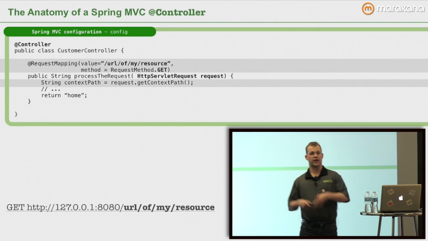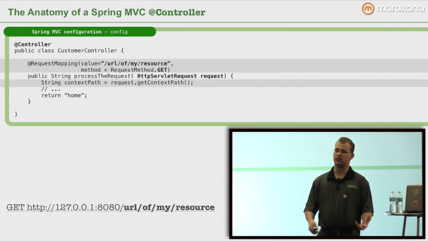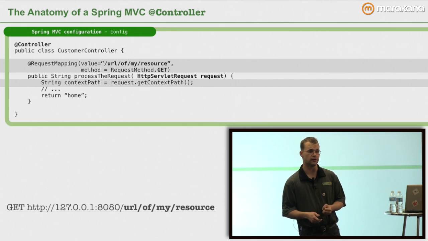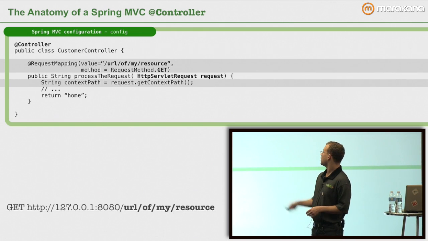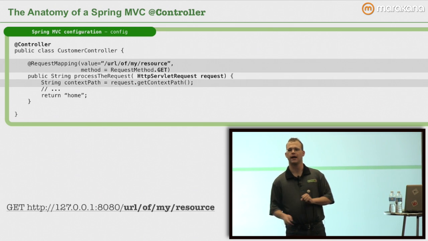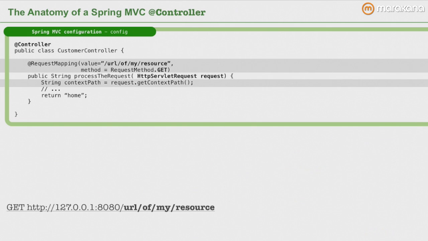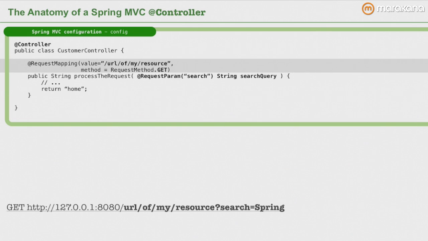You can ask Spring MVC to provide references to certain objects. For example, you might want access to the native HTTP servlet request, for example, to extract the context path. But I recommend very strongly against this practice. Whenever you can, write your code in such a way as to decouple yourself from the low-level raw HTTP servlet stuff, right? Let Spring MVC extract the various values for you. In this case, we're using the @RequestParam annotation to extract and have injected this parameter.